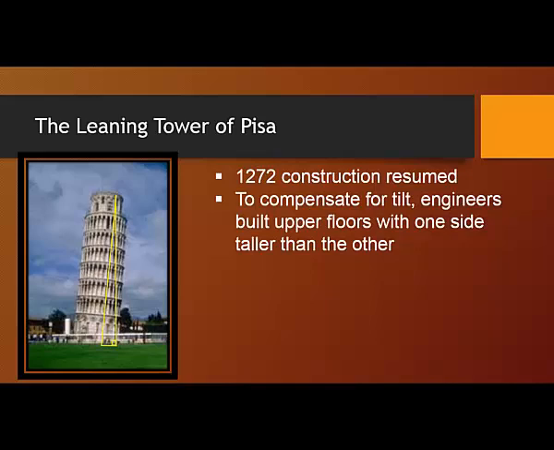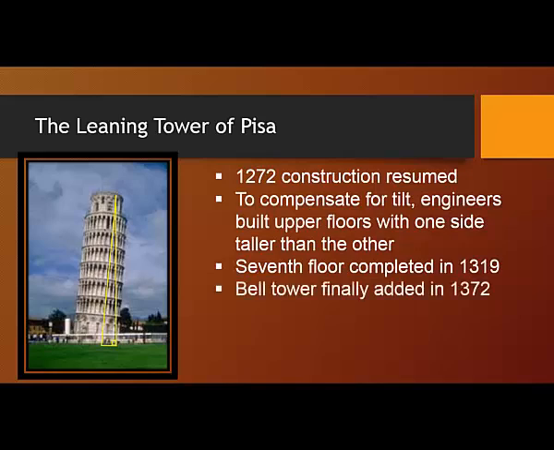So if you can imagine that, engineers would be fired for something like that today. Well, they'd be fired for creating a leaning structure, at least if they didn't do it on purpose. The seventh floor was completed in 1319, so now we're up to the seventh floor. And the bell tower, the very top tower, was finally added in 1372.